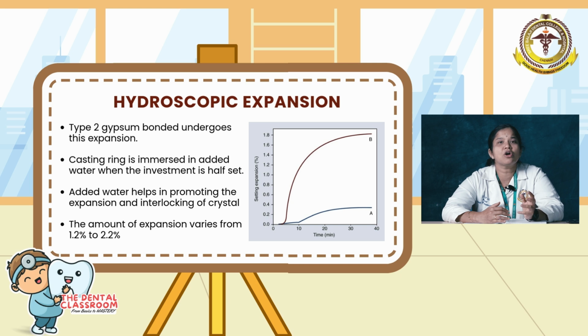As I mentioned, the normal setting expansion is up to 0.6% for type 1. For a type 2 investment, the hygroscopic setting expansion varies in the range of 1.2% to 2.2%. So, such a difference from the normal setting expansion. If you allow the same expansion to happen in the presence of water, the expansion is twofold.